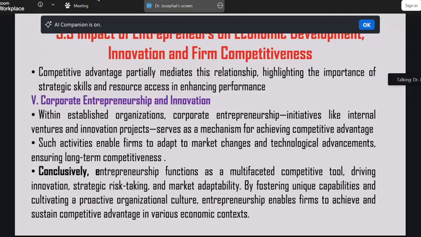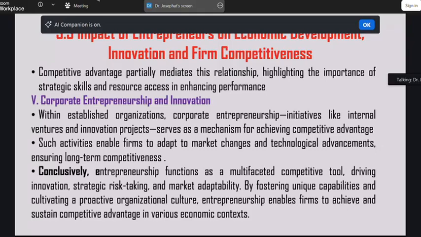So conclusively, we can say entrepreneurship always functions as a multifaceted competitive tool, driving innovation, strategic risk taking, and market adaptability. By fostering a unique capability and cultivating a proactive organizational culture, entrepreneurship always enables firms to achieve and sustain a competitive advantage in various economic contexts.